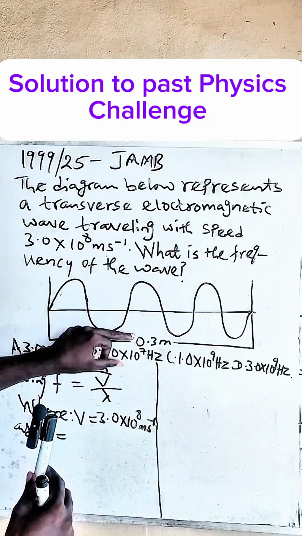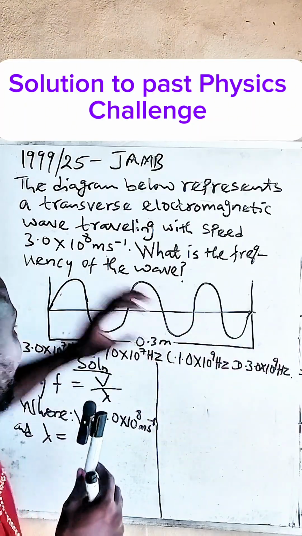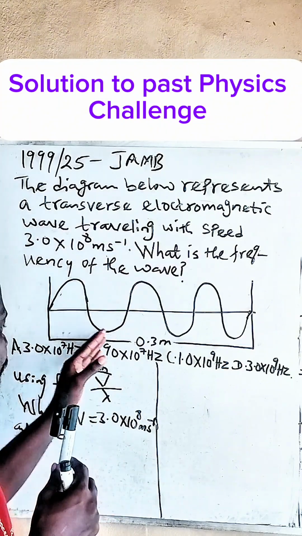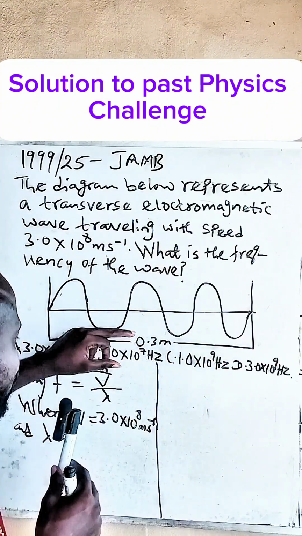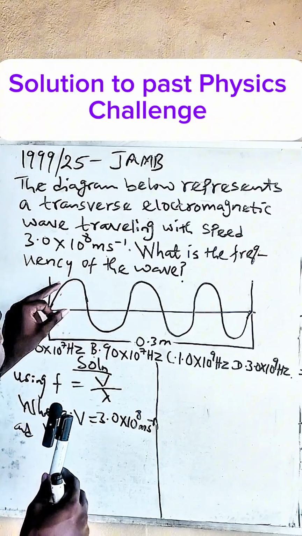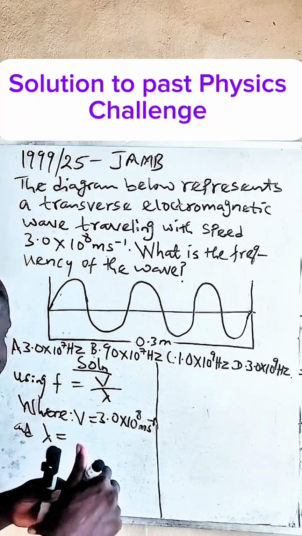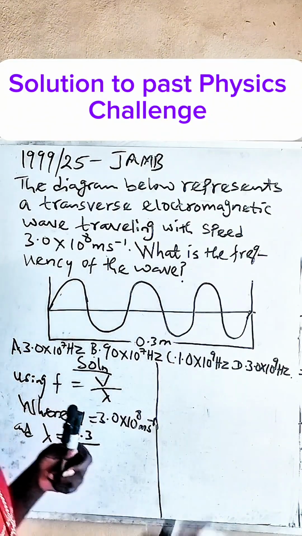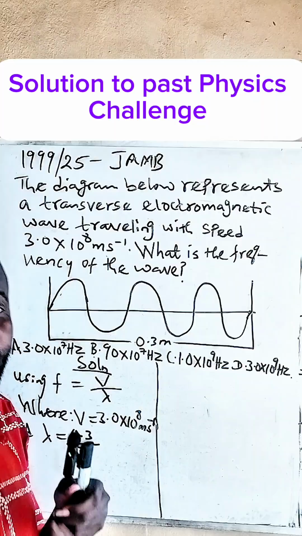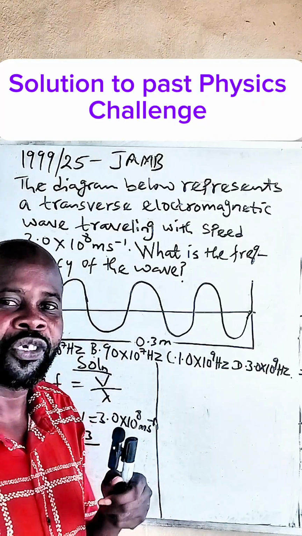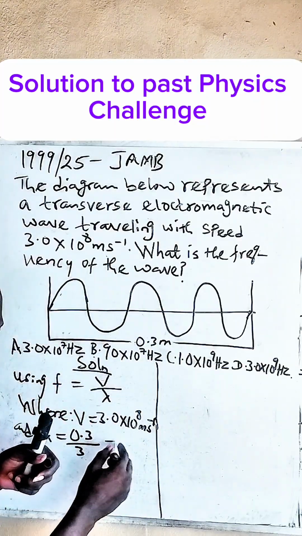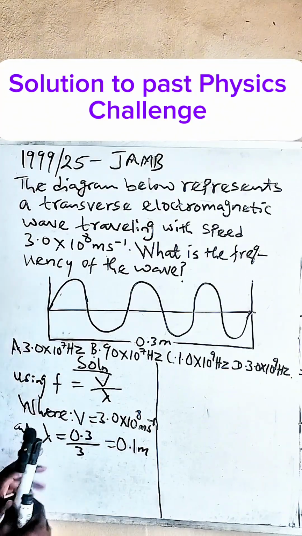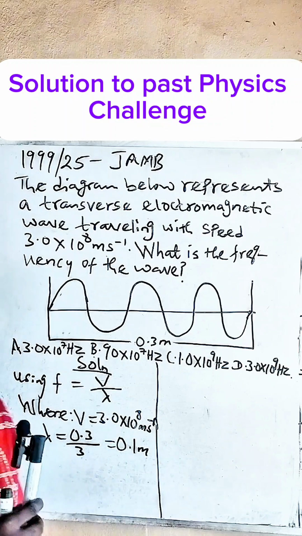Now, since we have the length of the diagram and we have 3 crests, same as the troughs, our duty is to divide this length by the number of crests. That is to say 0.3 divided by 3, since we have 3 crests. That is how to get your wavelength in any given diagram of this nature. You also agree with me that 0.3 divided by 3 will give us 0.1. That brings us to a conclusion that the wavelength is 0.1.